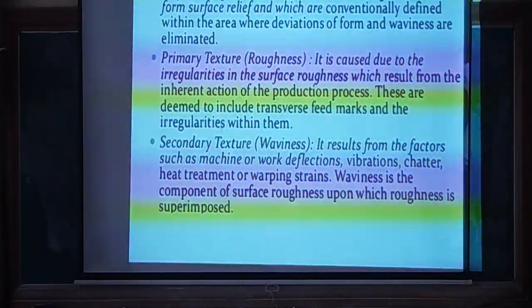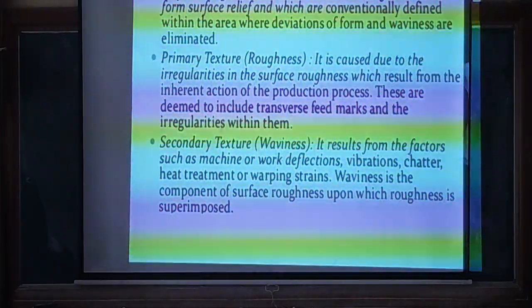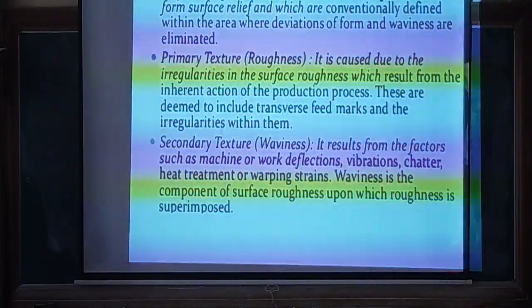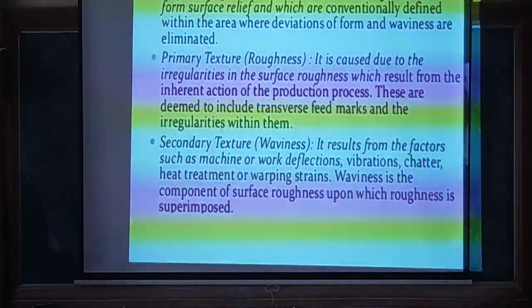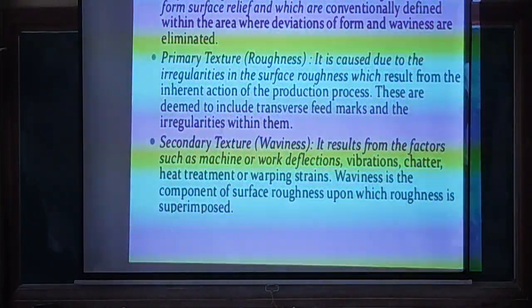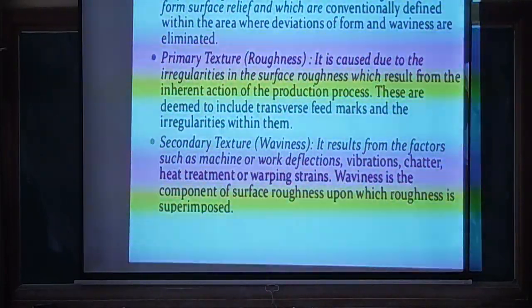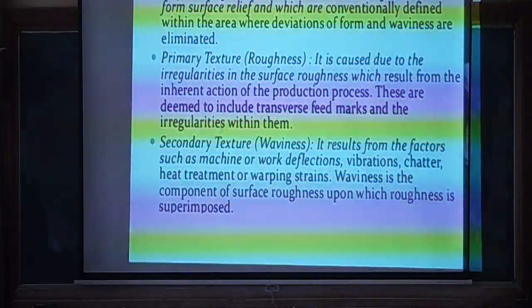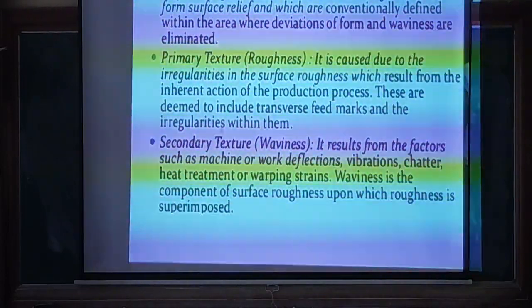Primary texture, roughness, is caused by the irregularities in the surface which result from the inherent action of the production process. These are deemed to include the transverse feed marks. So whatever feed marks are there while machining, whatever irregularities are within them, that is your primary texture, or what we call roughness.